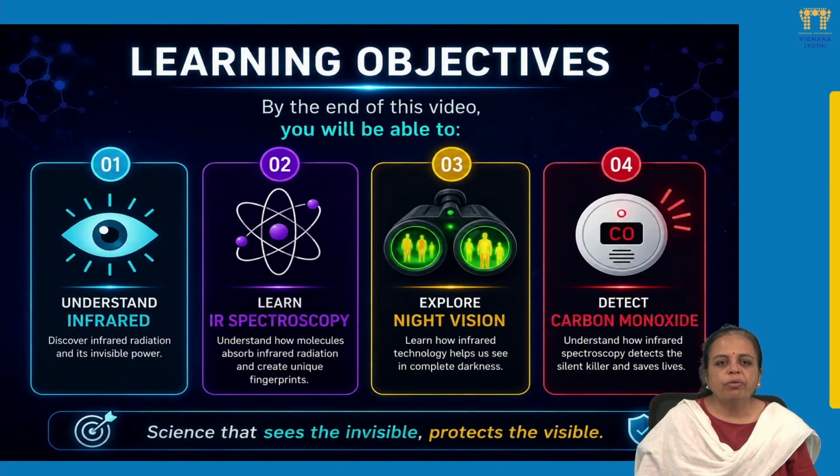So today our learning objectives are these. First, we understand what infrared spectroscopy is, how it was discovered, and what the radiations are. Then we look at what types of vibrations, bending and stretching there are. After making these foundations, we go to the applications: exploring night vision, how we can use infrared spectroscopy in night vision, and also detecting the harmful gas carbon monoxide. So these two examples we will find in this talk.